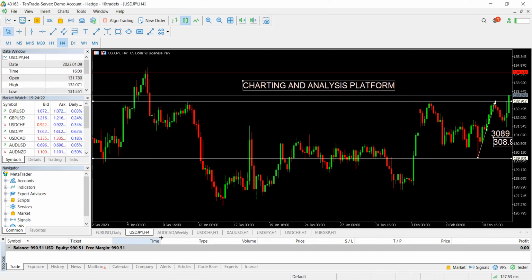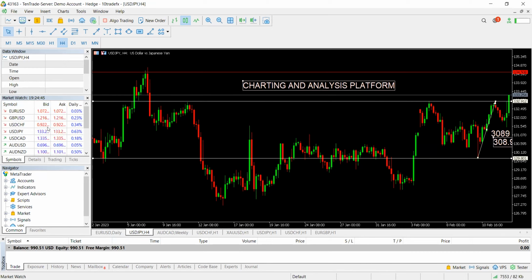The first thing you want to do when you are logged in to your MT5 is to populate your quotes, the currencies that you are going to be trading. How do you know the currencies you're going to be trading, and how do you put them on the chart? It's very, very simple.